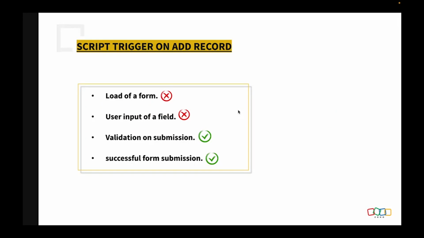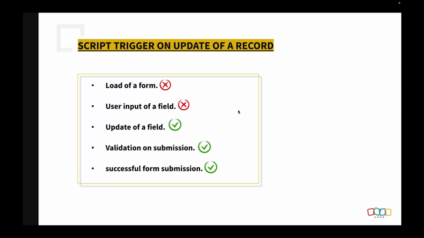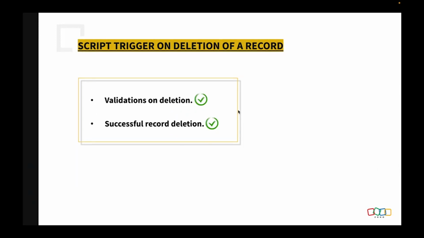So on add record, when the add record JS API is used and a new record is added, the script configured on validation on form submission and successful form submission will get triggered. And when an existing record is updated, the script configured on update of a field, validation on submission, and successful form submission will get triggered. When a record is deleted, the workflow configured on validation on deletion and successful record deletion will get triggered.